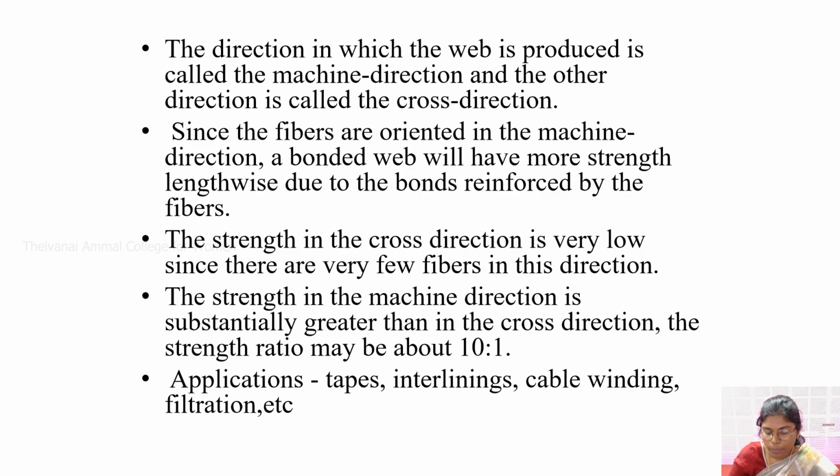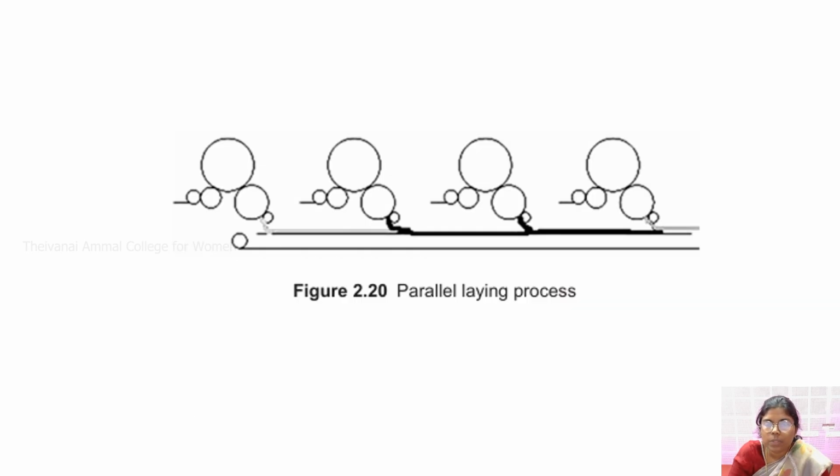So if you take the parallel lay process, here the webs are arranged in the machine direction. As you can see, it is in the longitudinal direction. Machine direction is nothing but the feed direction. So here the webs are arranged in the feed direction. So here you will have higher strength in the machine direction compared to the cross direction. In the machine direction, the strength may be up to 8 to 10 times greater than the cross direction, which is also one of the disadvantages of the parallel lay process.